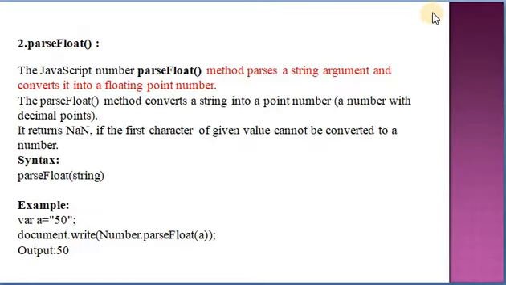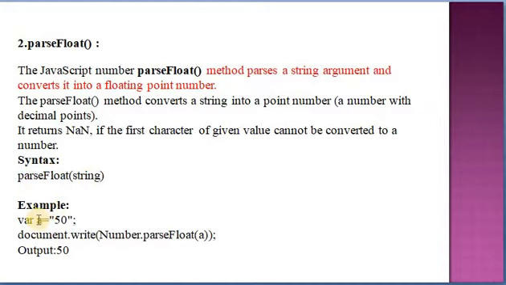Next point is the parseFloat. parseFloat is a method which parses a string argument and converts it into a floating point number. Or you can say that the parseFloat method converts a string into a point number, or a number with decimal points. It returns NaN, not a number, if the first character of a given value cannot be converted to a number. Here the syntax of parseFloat is parseFloat, passing a string.